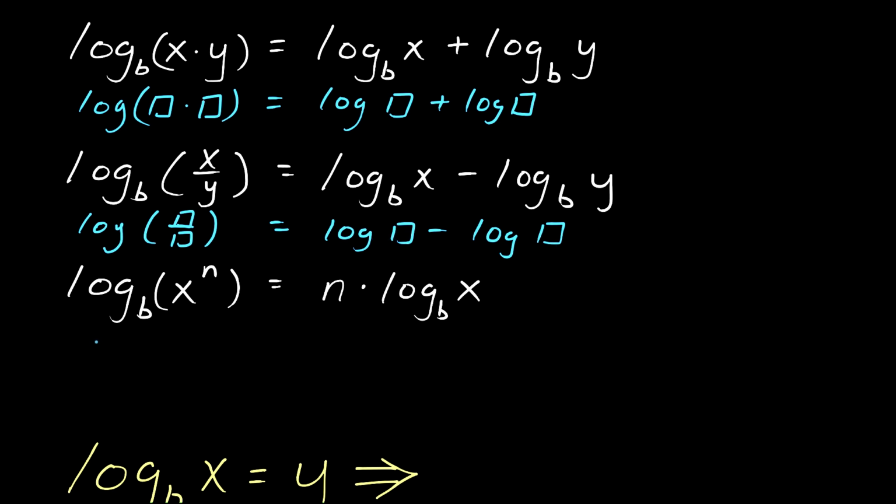The next rule comes up a lot, especially in chemistry, when you have the log of a base to a power. That power up here is going to come outside and you're going to multiply it. So if it's squared, it's going to be multiplied by 2, and you're going to have 2 times the log of that value there.